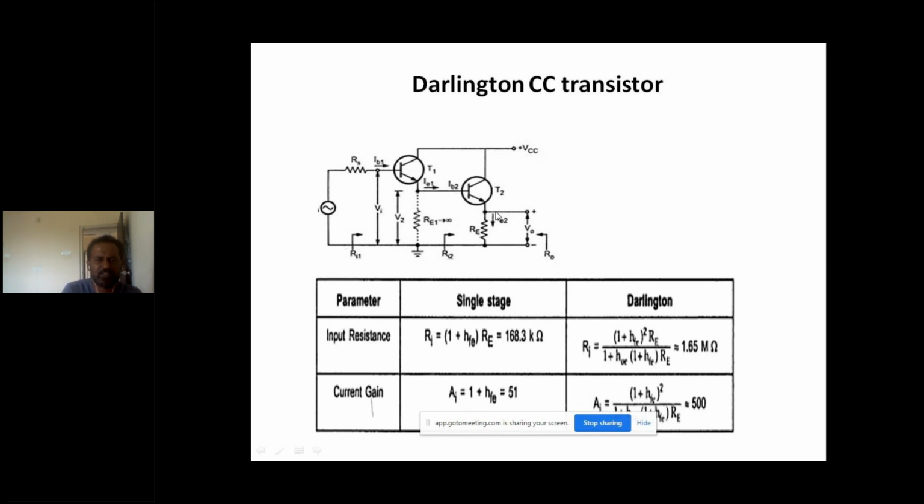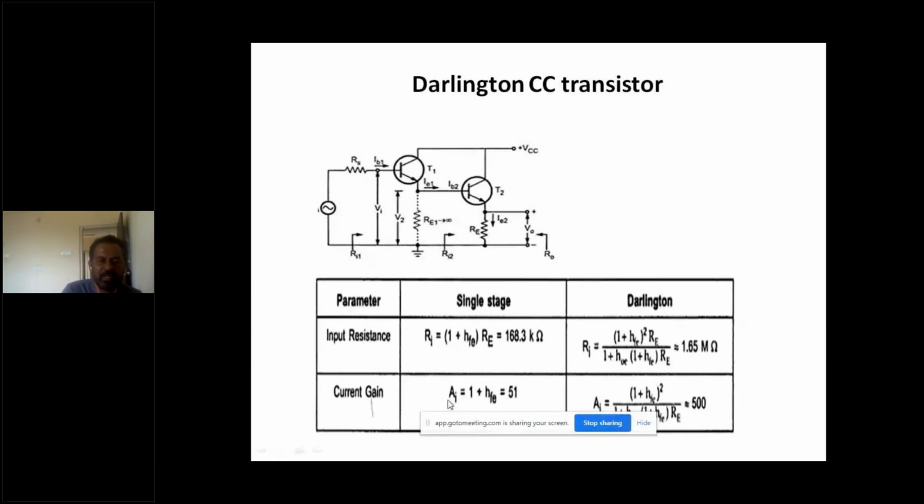This is also emitter. This is also emitter. Now let's see what will happen. We have performed this analysis in the classroom. We have calculated voltage gain, current gain, etc. And more importantly, we have calculated RI for the Darlington CC amplifier. Once again, I am reiterating that the purpose of the Darlington CC amplifier is to increase input resistance beyond what a simple CC amplifier can provide, in the order of mega ohms.